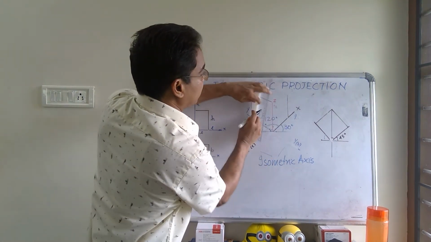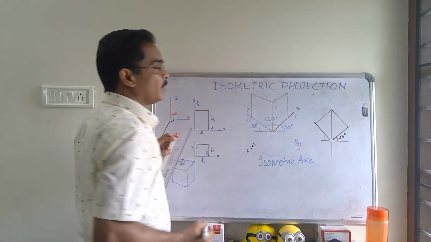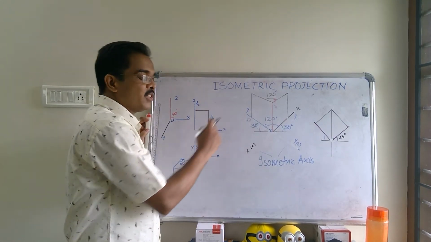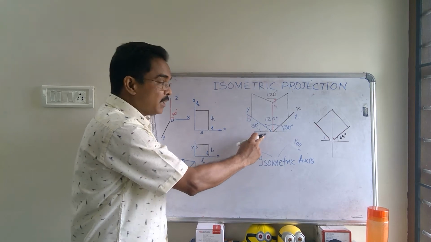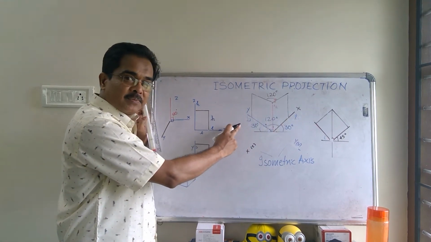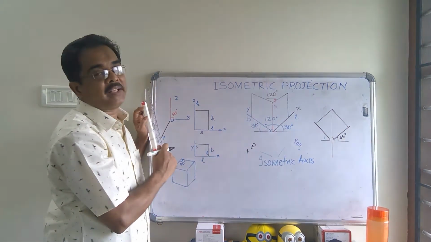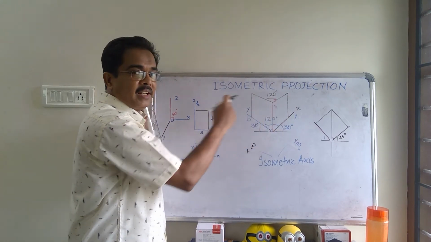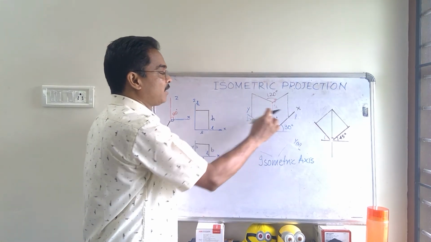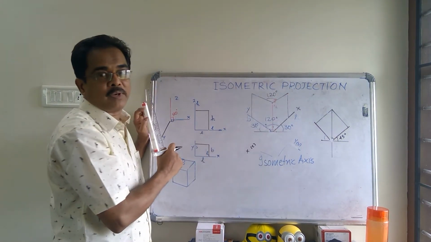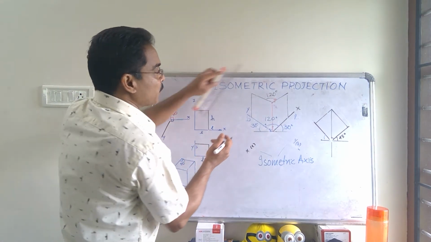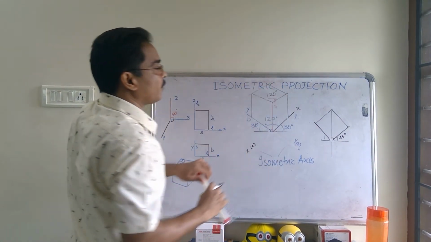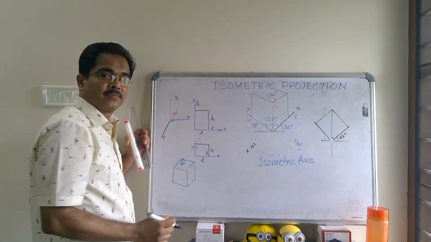So I can draw two planes. This angle is 120 degree. What is the advantage of this figure? We will be able to mark the three dimensions of the object in a single plane. See, we are marking length, breadth, and height on a single plane, on a 2D plane. So if you draw parallel lines like this, I'm drawing a 3D object in a 2D plane.